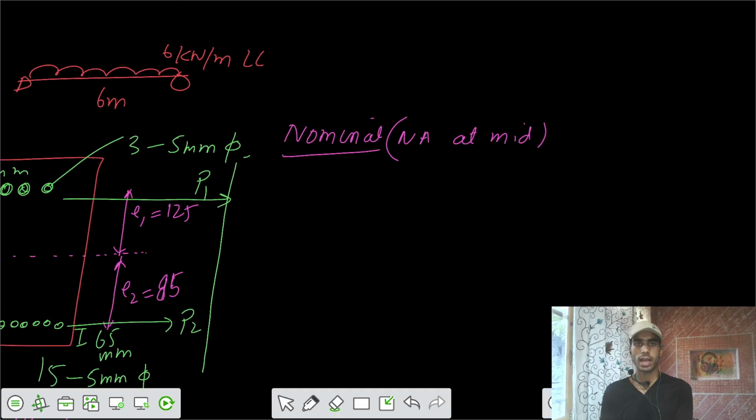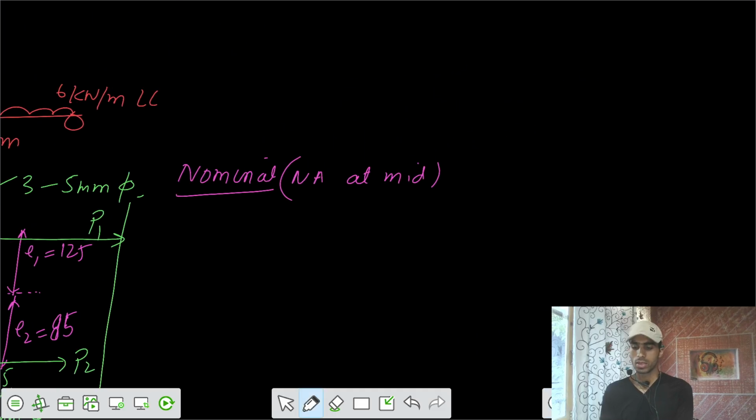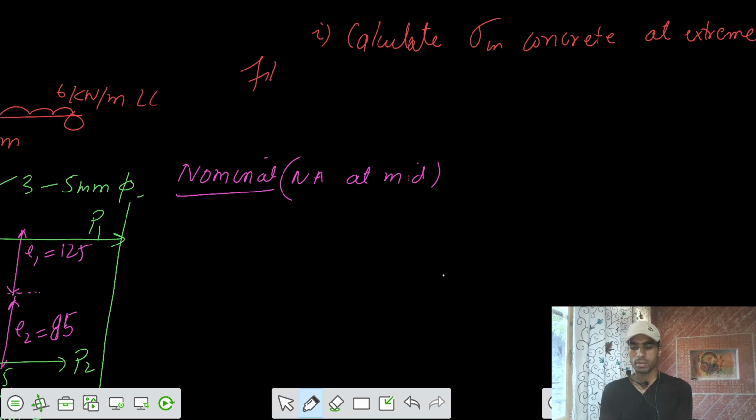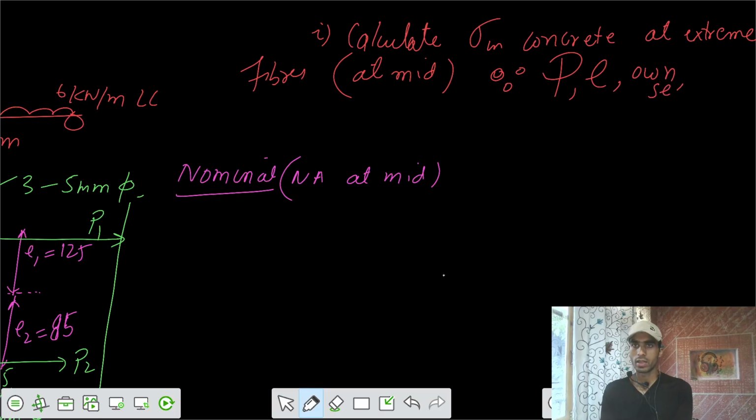Okay, we got the right diagram now. Let's talk about the problem. The first part of the problem is to calculate the stresses in concrete at the extreme fibers at the midspan section, because of the P, its eccentricity, and because of the own self weight.